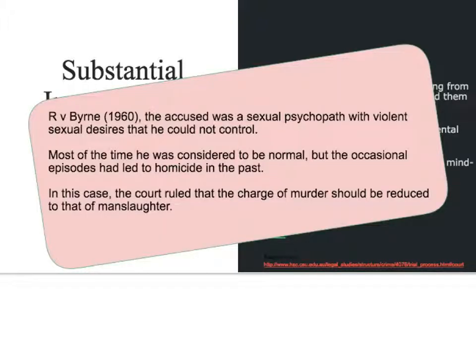Now, a really good example, I know it's another old one, is R versus Byrne. The accused was a sexual psychopath with violent sexual desires that he could not control. Most of the time he was considered to be normal, but the occasional episodes had led him to be homicidal in the past. In this particular case, the court ruled that the charge of murder should be reduced to manslaughter.